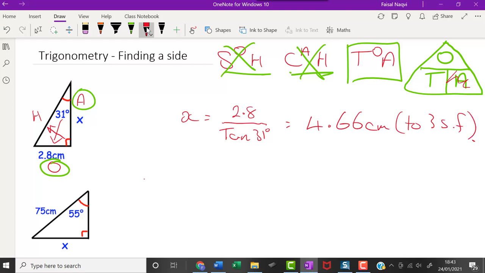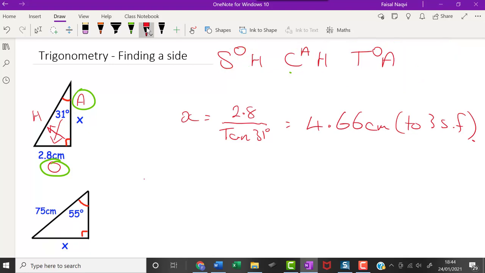In the next one, again, I've got a right angle triangle and I have to ask, is this a Pythagoras question? I have one side. In Pythagoras, I need two, so this is not a Pythagoras question. So again, it must be trigonometry, SOHCAHTOA. The next step is to label up my triangle. Opposite my right angle, I have my hypotenuse. Opposite my angle, I have my opposite. And next to my angle, I have my adjacent.